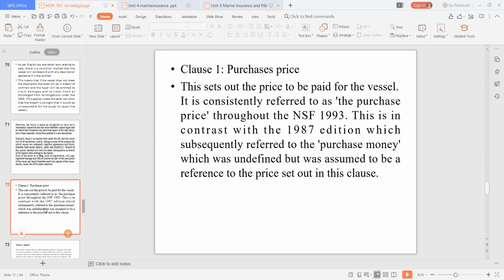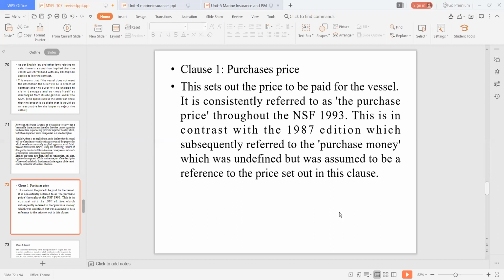Can anyone tell me, money and price, how will you differentiate them actually? Whether both are the same or different? Karthik or anybody? Prabhakar sir, anybody? Yes sir, what is the difference between purchase price and purchase money? Yes, sir. Exactly, unable to define, but yeah.